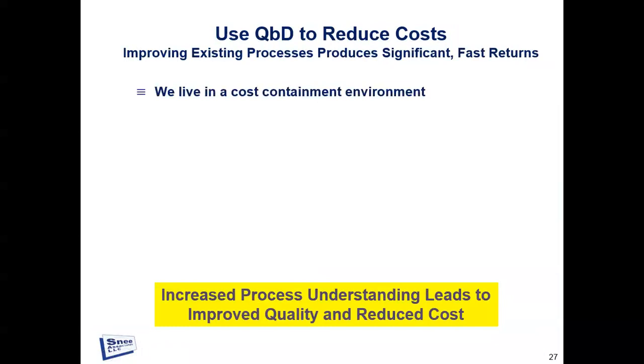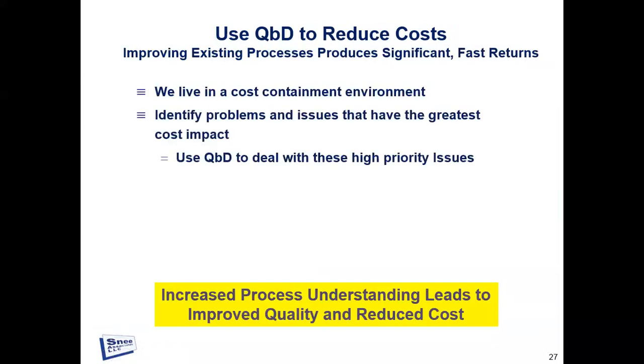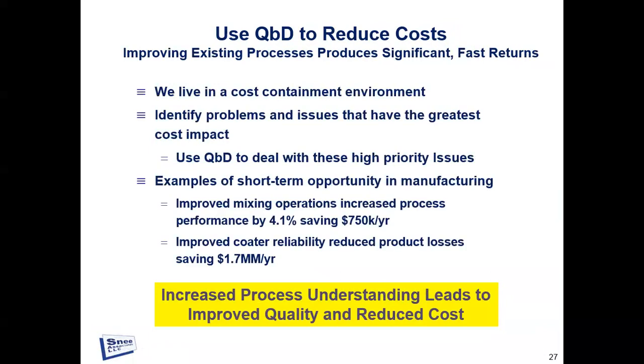Now, you can also use quality by design to reduce costs. We live in a cost containment environment. Costs are very, very important. And what we want to do is identify problems and issues that have the greatest cost impact. And QBD can help us deal with these issues. Here's just a couple of examples that shows how opportunities were found in manufacturing, which led to significant bottom line results.